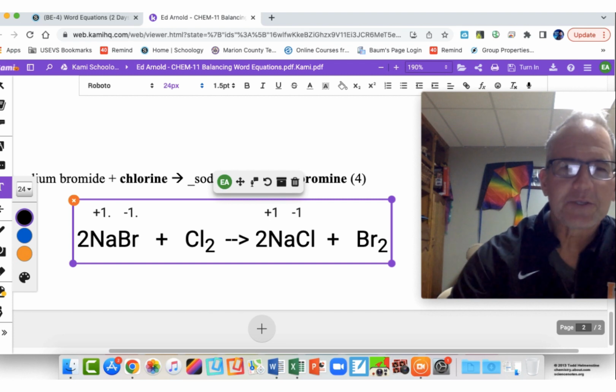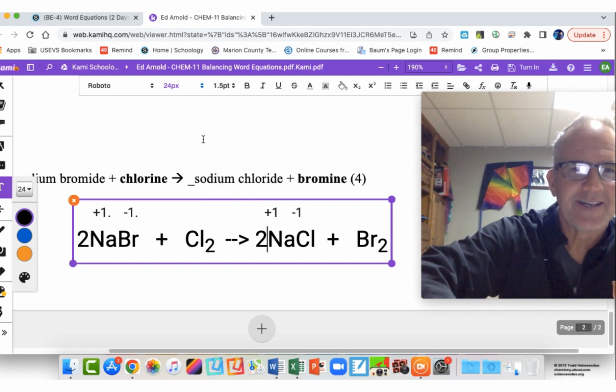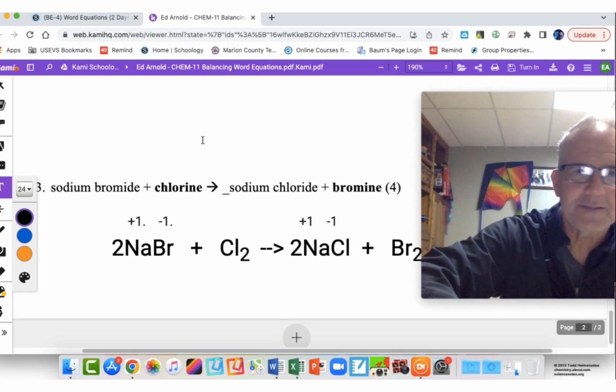Wasn't that easy? Yeah, so much fun. I was trying to write a song about it, but the equations were more fun than the song, so I couldn't do it.